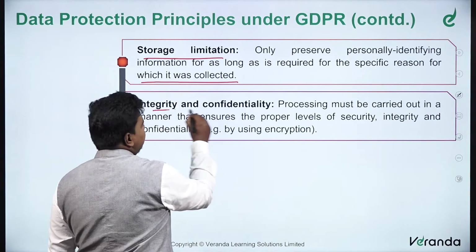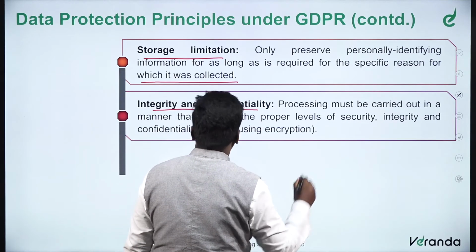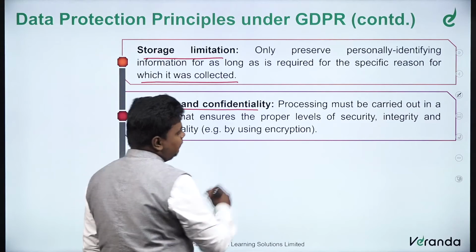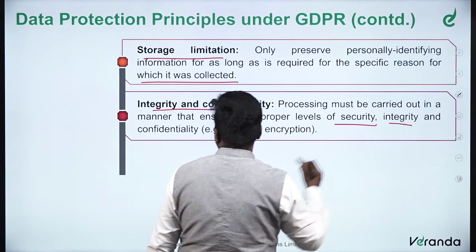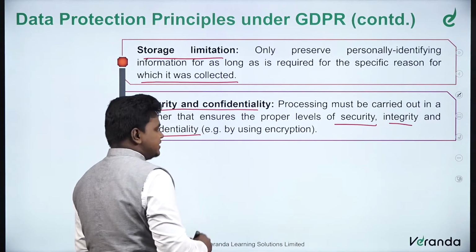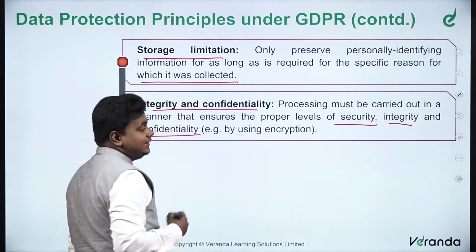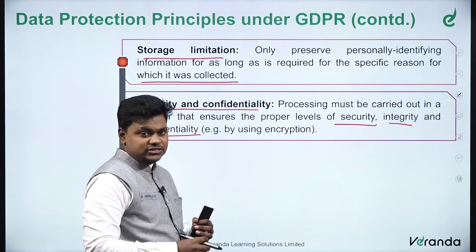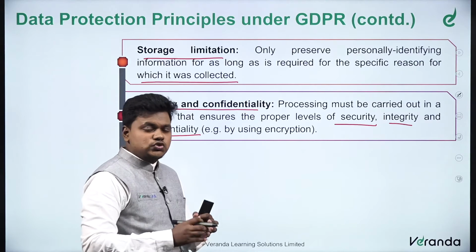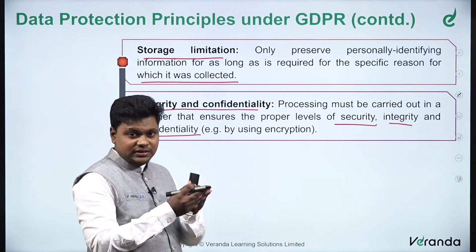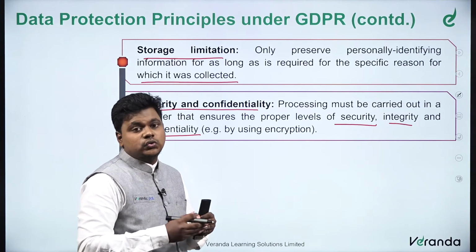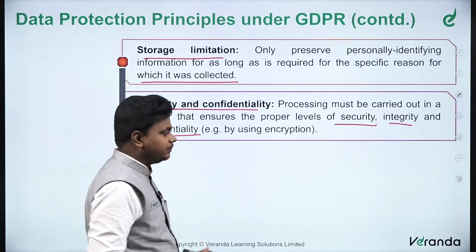Also, integrity and confidentiality. Processing must be carried out in a manner that ensures proper levels of security, integrity and confidentiality, for example by using encryption. So for example, any data that is collected should be kept confidential with themselves. It should not leak to any other party such as third parties.